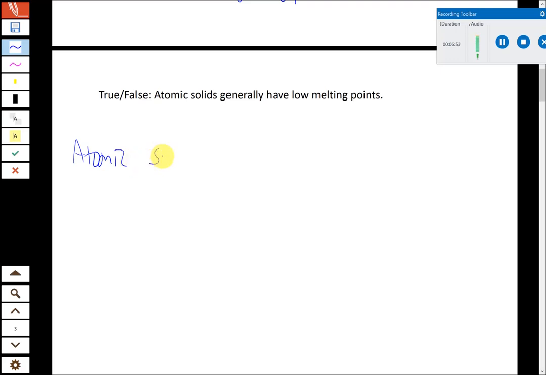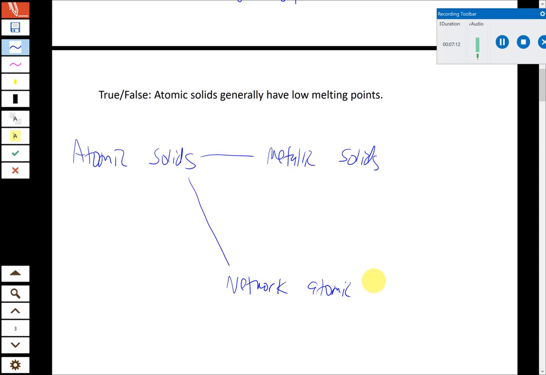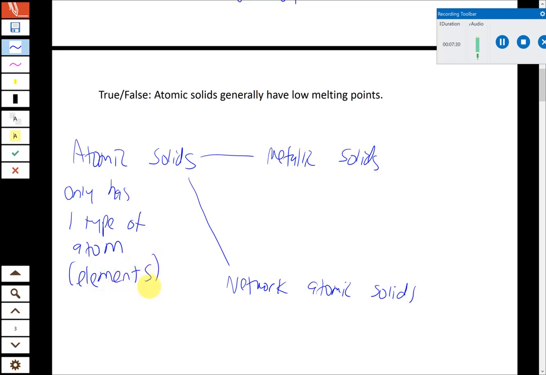Atomic solids is sort of a classification that's going to involve two types. So it's going to involve metallic solids, and it's going to involve what are called network atomic solids. So the definition of atomic solid, which I should have said earlier, is that an atomic solid is a solid that only has one type of atom, meaning that all atomic solids are elements. Now, not every element exists as an atomic solid, but there are, as we said, two types that do.